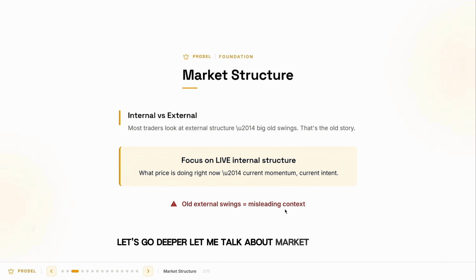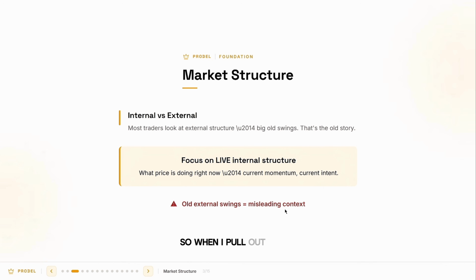Let me talk about market structure, because this is where most traders go wrong. When you hear market structure, most people think about the big picture: the long external swings, the major highs and lows drawn on the daily or weekly chart. But that's not what I use. I use internal live market structure, not external. Why? Because internal market structure shows you what price is doing right now. It reflects current market behavior, current momentum, current intent. External structure is the old story. Internal structure is the live one happening in front of you.